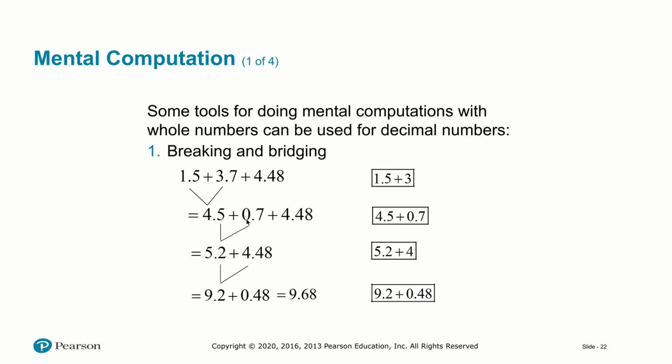Now, the sum of these two is going to be 5.2, right? So once again, we just take the 5.2 and add it to the whole number part here, which is 4, so we get 9.2, and then we just have to add the 0.48, so we get 9.68. So this is called breaking and bridging.